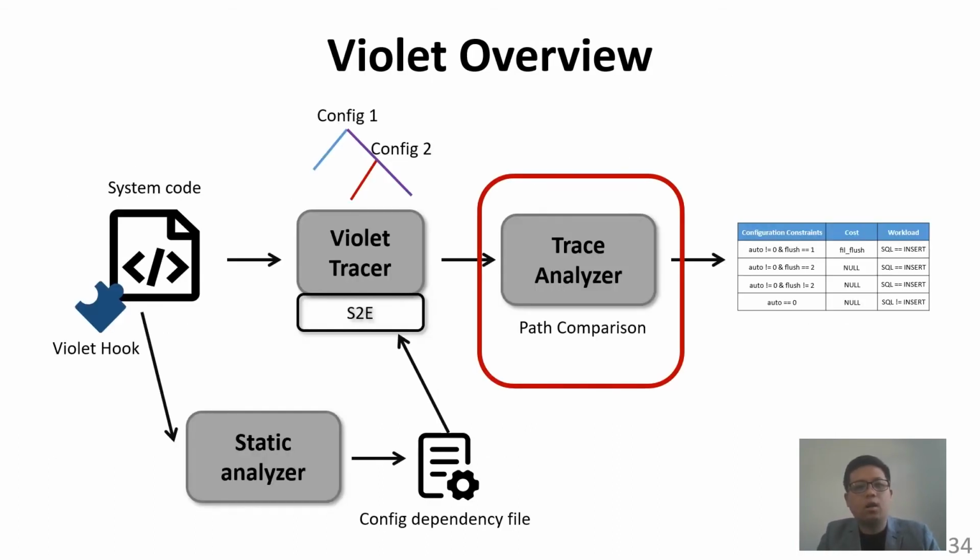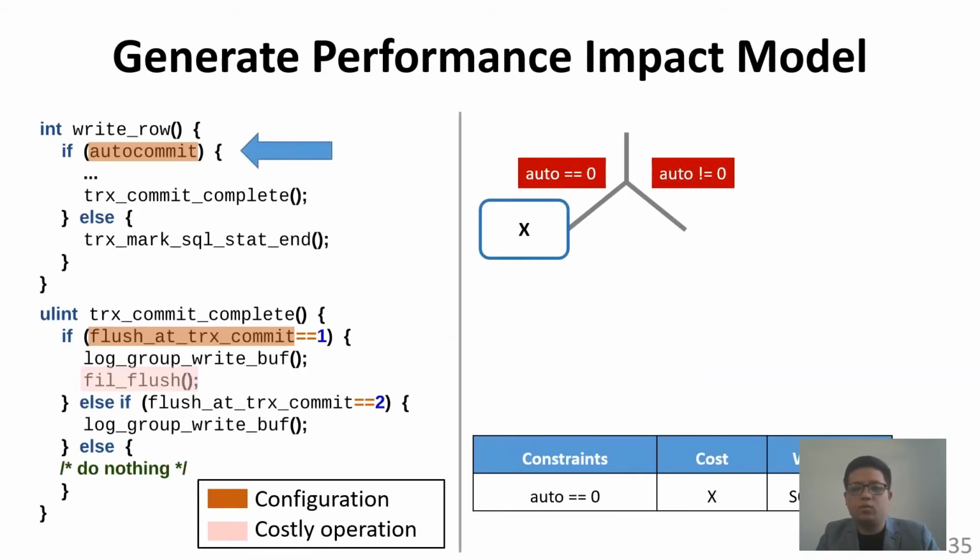Finally, I will talk about the Violet trace analysis. By making the configuration symbolic, we can systematically explore all the possible settings and record the performance cost. For example, in this case, we have 2 parameters, autocommit and flush at TX commit. We first fork at the branch with autocommit equal 1 and not equal 1.